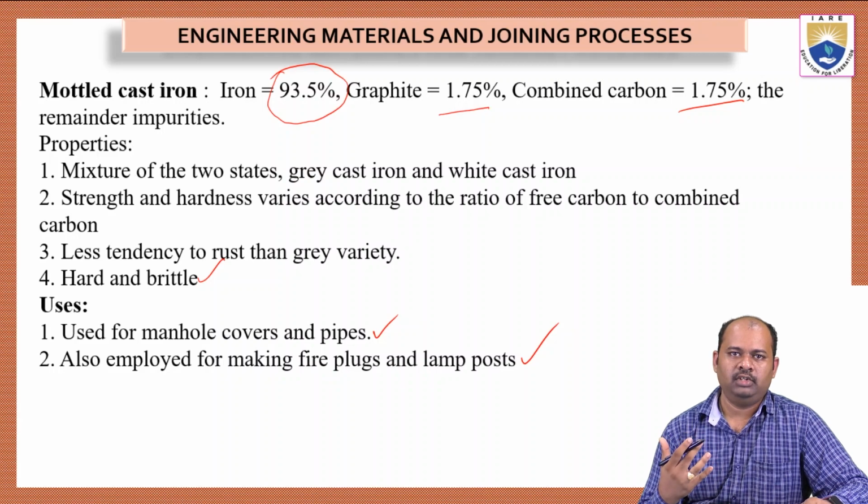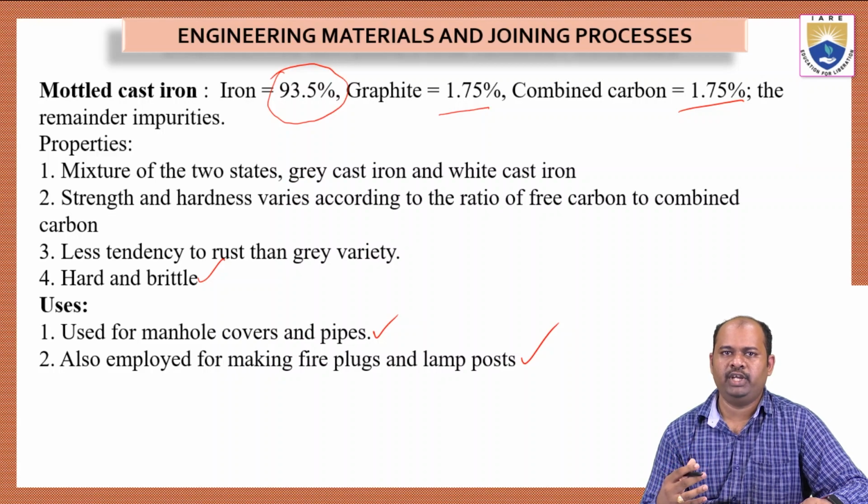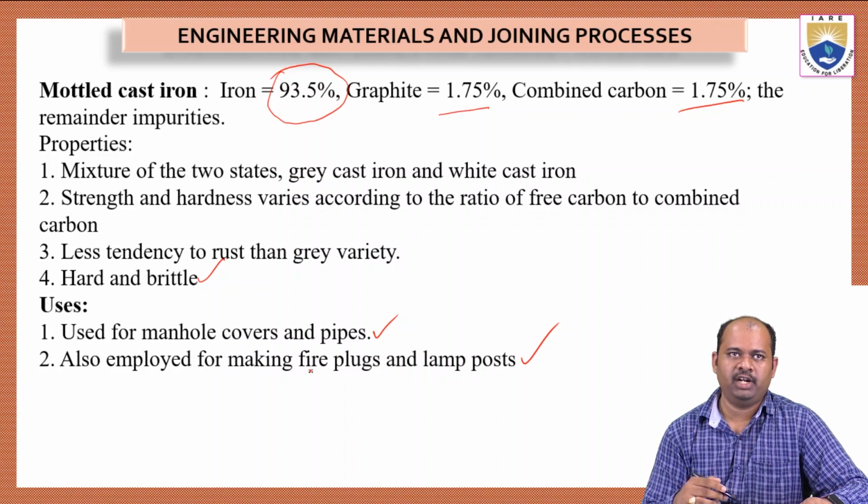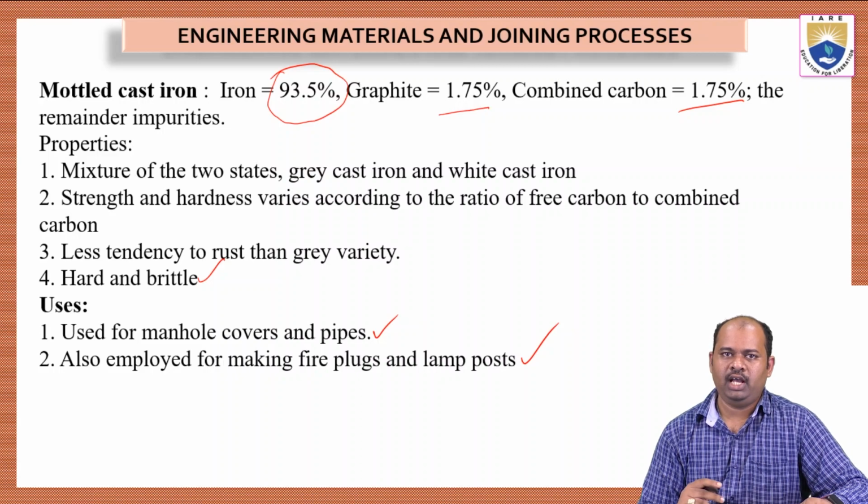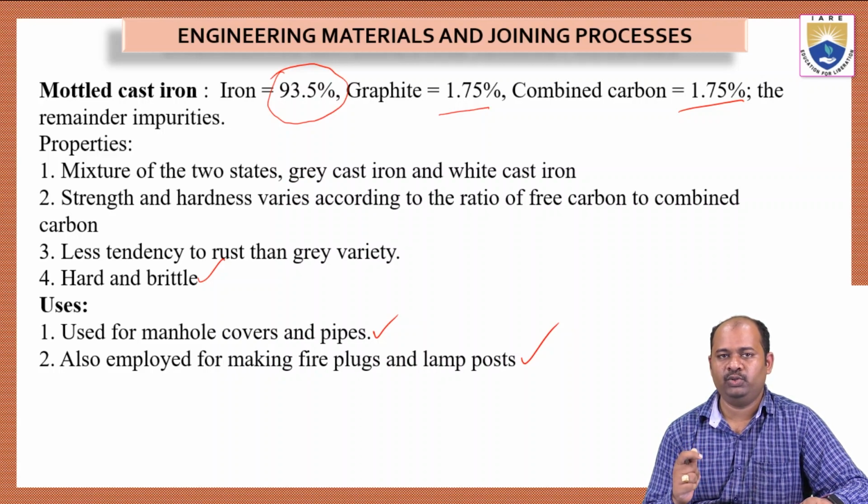Whenever we have a fire accident, the fire engine people will come and connect their fire engine to a hole. That means a fire truck will be connected to a fire hydrant pipe. So these pipes are made up of fire plugs, that means they are made up of mottled cast iron. They have very high strength and are also very rust proof. They do not rust easily. So that is why the lamp posts, the pillars which are used for street lighting, as well as fire plugs are made up of this mottled cast iron.